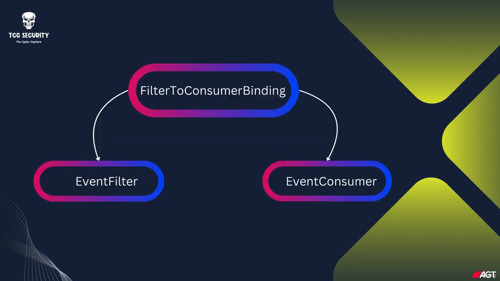To create a permanent WMI event subscription, we have to define three things. First, the filter to consumer binding, which links the event filter with the event consumer and specifies the relationship between what event triggers the action defined in the consumer. Next, we have the event filter, which defines the criteria that determines which events trigger the subscription. And lastly, we have the event consumer, which specifies the action or a script to execute when the event occurs.